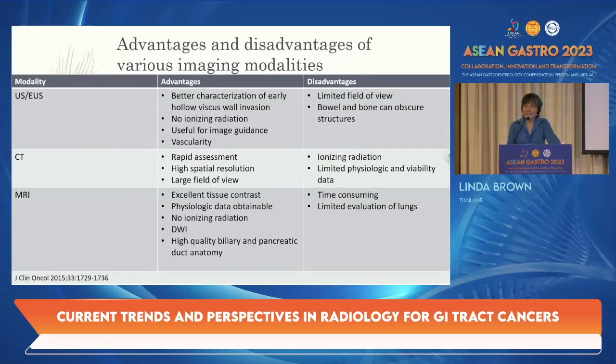It is excellent in tissue contrast. We can access physiologic data. Information from T1, T2, and DWI will give you a lot of physiologic information. It has no radiation, and it has high quality for solid organ visualization. The downside is that it takes longer, particularly when you compare it to CT. And if you want to study the lung, it has limited evaluation of the lungs.